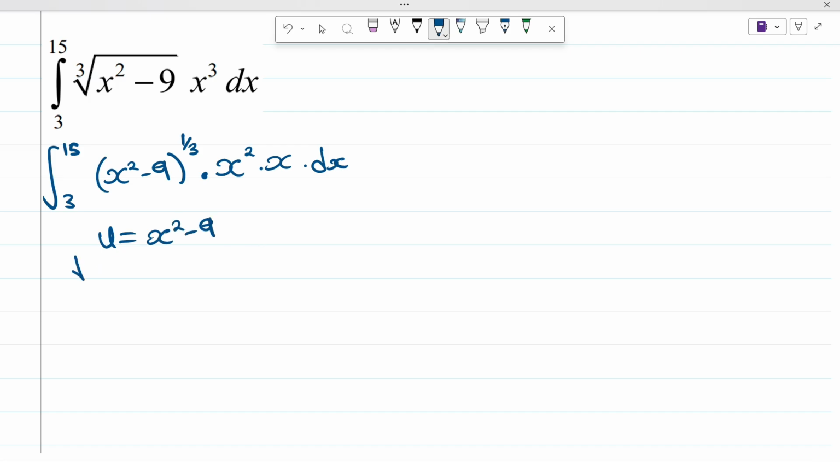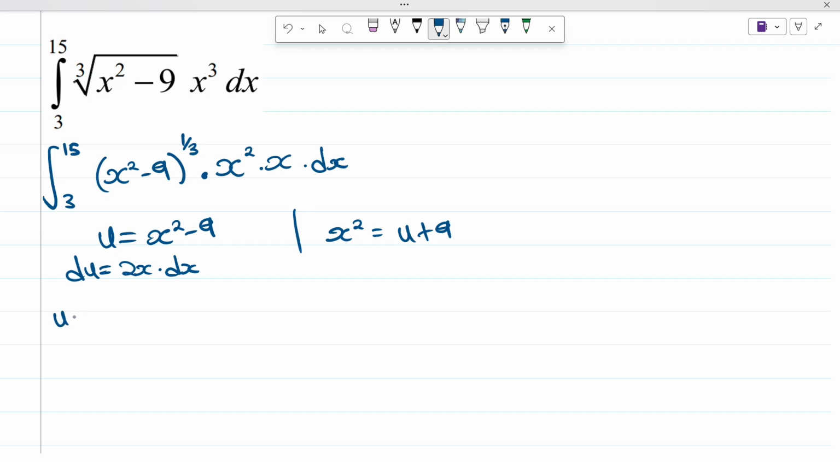Then when we differentiate this, du is going to be equivalent to 2x dx. And then here, when we make x squared the subject of the formula, x squared is equal to u plus 9. Then from here we can also rewrite our limits with respect to u.